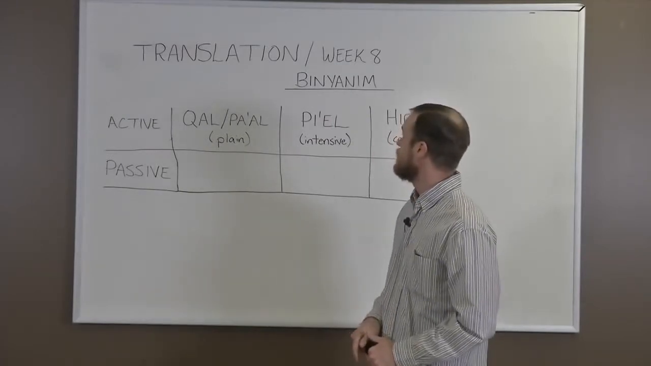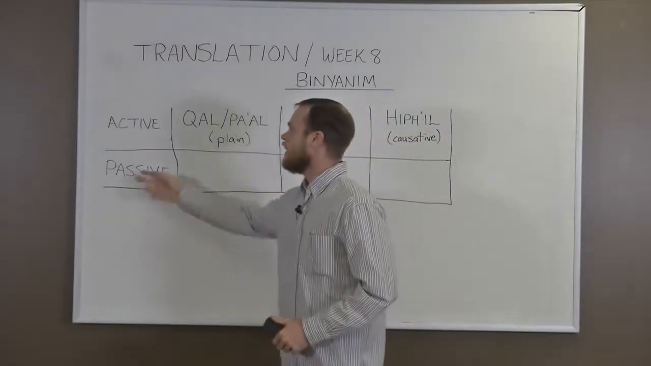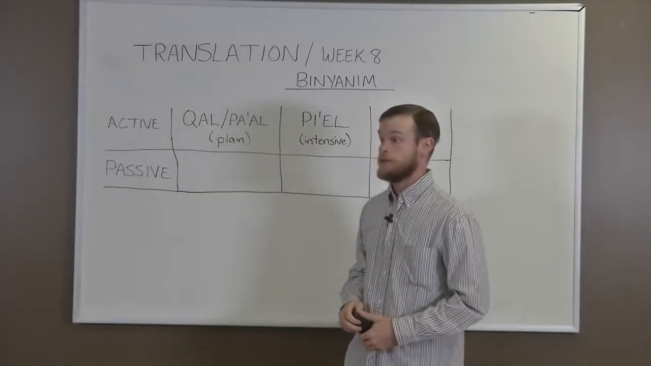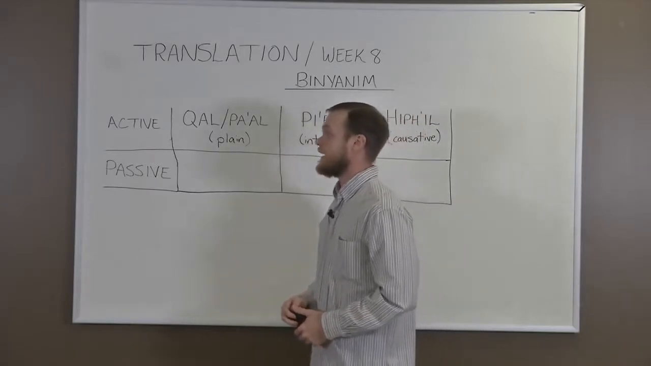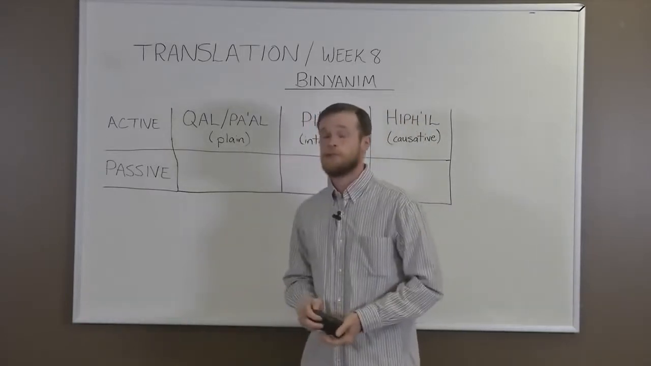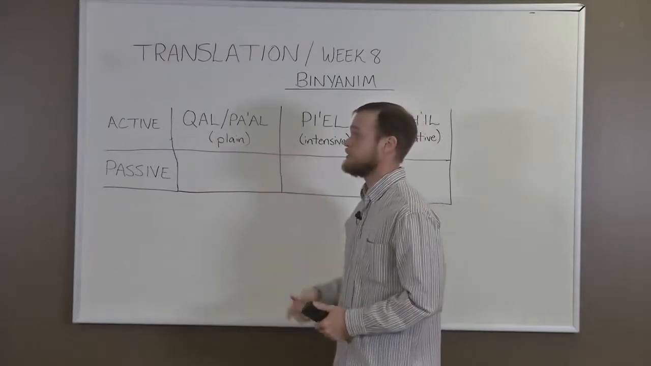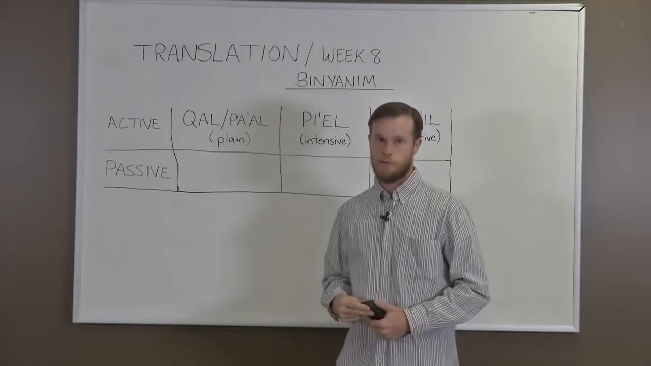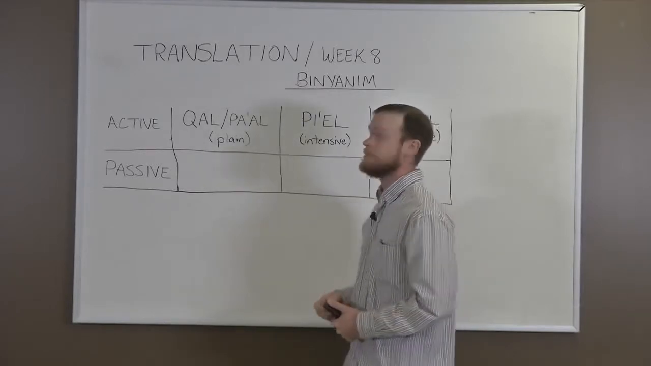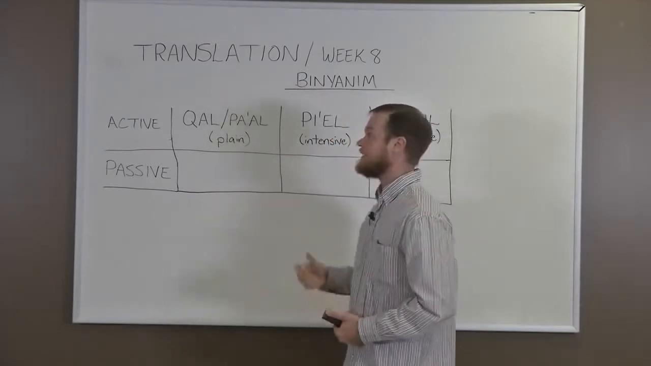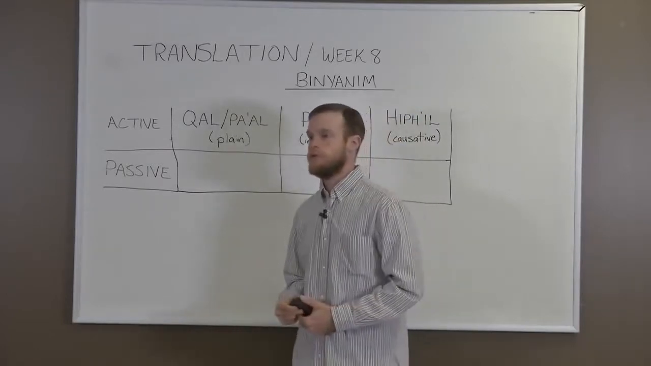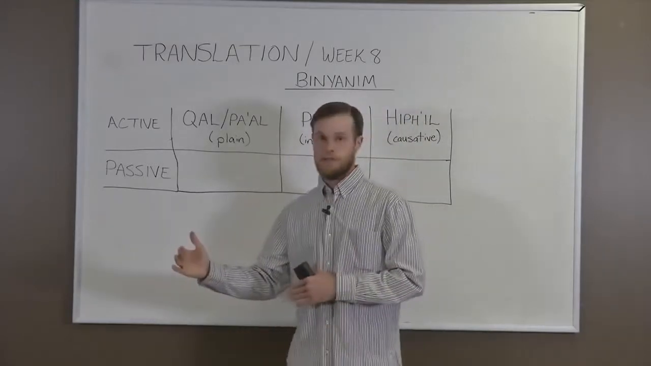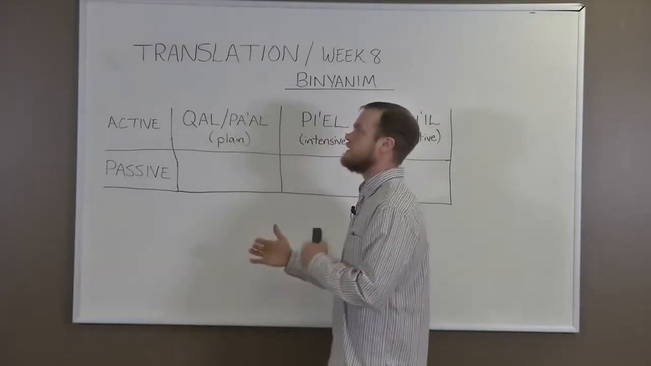All 3 of those binyanim are considered active, or the verbs that are conjugated in those binyanim are considered to be in the active voice. What this means is that the subject of the sentence in which that verb is used is the one that's performing the action designated by the verb. So if the verb is to eat, and we say he ate, which would be hu achal, he is the subject of the sentence, and he's the one doing the eating.